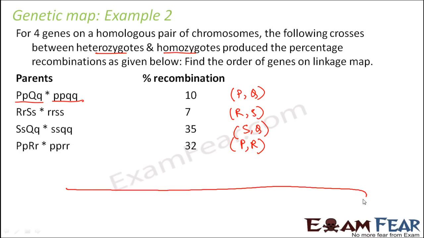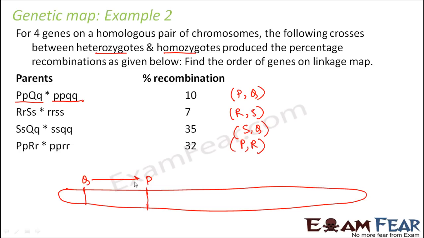So let us again take up a hypothetical chromosome where we can place these genes. Let us try to place P. We placed P here, let us suppose. If P is here, the distance between P and Q should be 10. So let us say Q is here, such that the distance between P and Q is 10 units, right? Okay, now let us look at R. R is located in such a way that the distance between P and R is 32. So 32 on this side or 32 on this side.